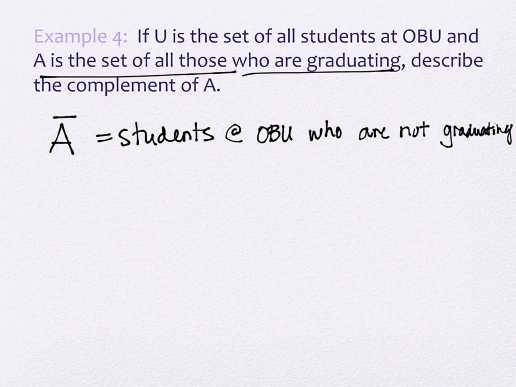Okay? So we do this all the time. Like in my house, I can talk about all of my family, and I can talk about everyone who's able to drive. There's 7 of us right now living in the house, but there's only 4 that can drive. So my other 3 cannot drive. They would be the complement of that.